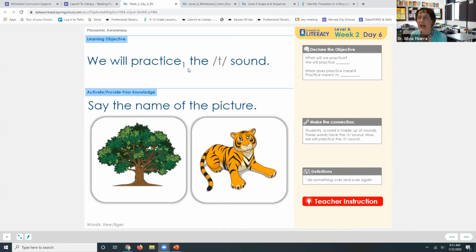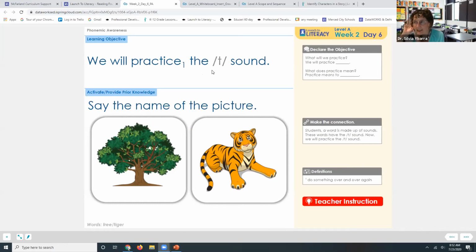So students and teachers, whenever you see these slanted lines, that means that you have to say the sound. Do not draw the students' attention to the letter, it's only the sound. We're going to practice the t sound. Can we all say that? T sound. Can you all say it in your house? T sound. Very nice. Can I hear it?